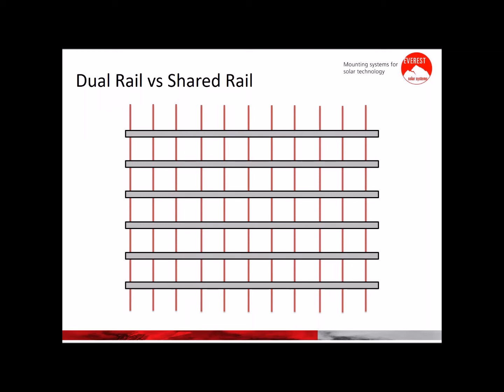Here, we will begin by showing a standard dual rail configuration. The roof penetrations are the blue circles, which are separated by a 6-foot span in this example. In a dual rail installation, this gives us a total of 24 penetrations on the roof and 6 horizontal rails.